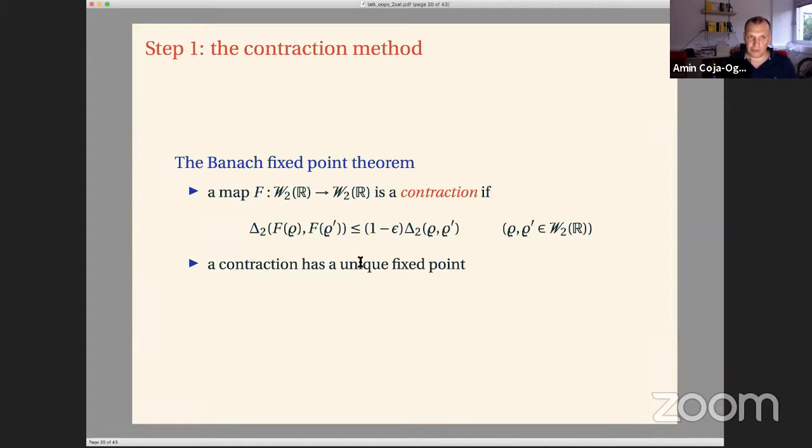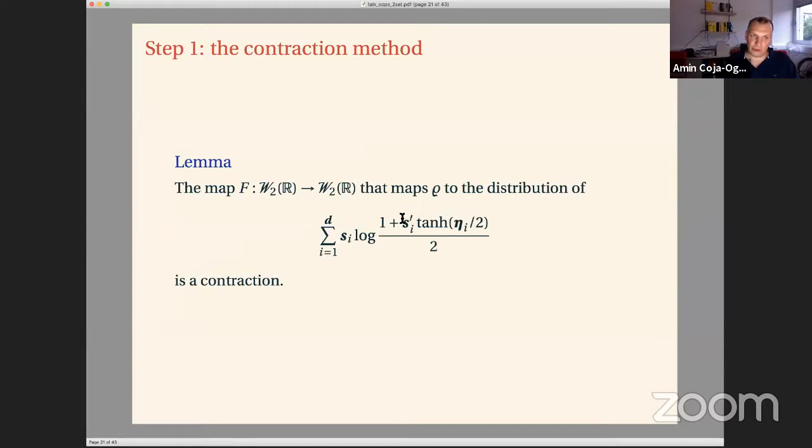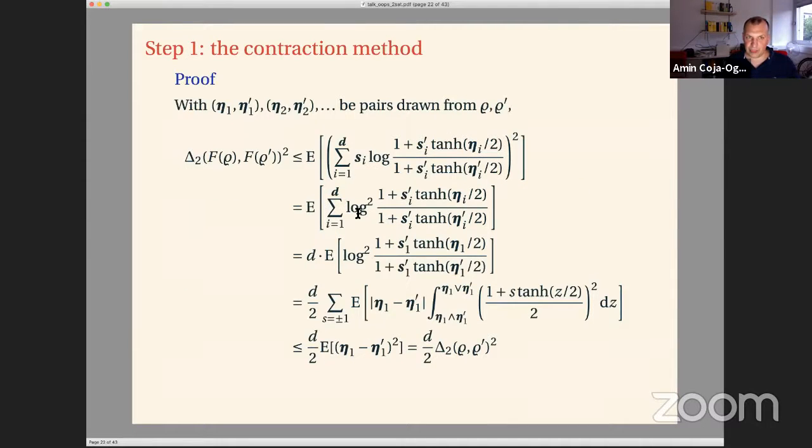So that's going to be our tool in order to show that there's a unique solution to this stochastic fixed point equation. We will apply this map to our fixed point equation for log likelihood ratios. What we are going to show is that this map that takes a probability distribution rho and maps it to the distribution of this beautiful random variable down here actually is a contraction on the W2 space. So effectively, the uniqueness of the solution to this density evolution equation follows from the Banach fixed point theorem. The proof of this contraction fact is given on this slide. I'm not going to talk you through it.